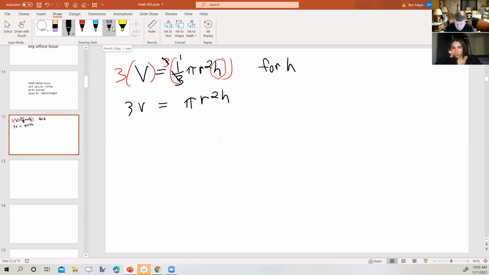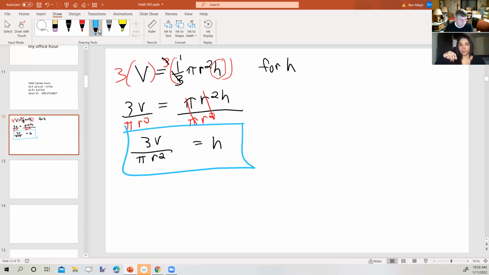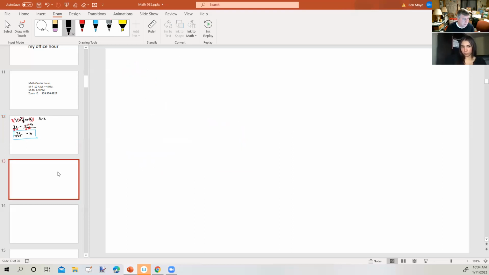Now we need to get rid of the pi and the r squared. They're both being multiplied by h, so we can divide both sides by pi r squared. The pi's reduce, the r squareds reduce, and we get h equals 3v over pi r squared. And there's the final answer. Any questions about that one? Okay, let's take a look at another example.